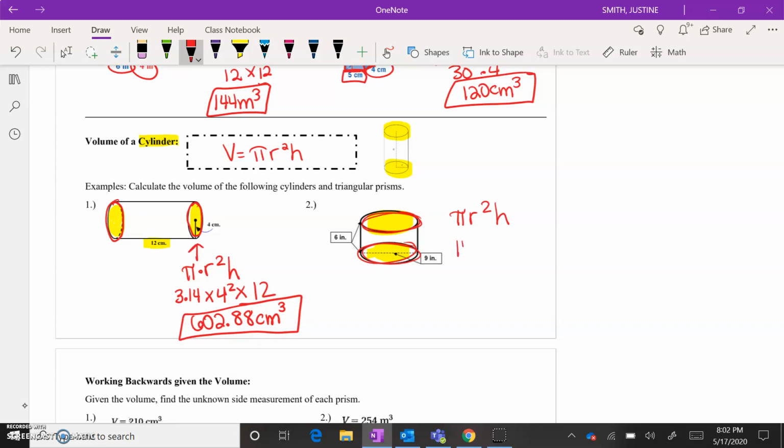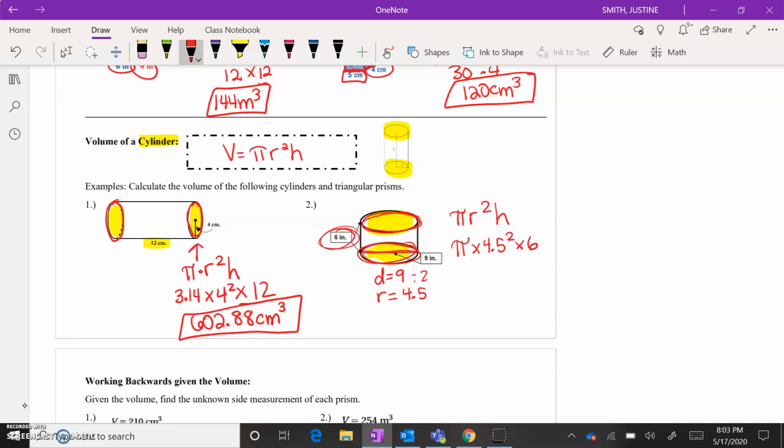So in this one, it's not actually giving us our radius, right? So this line is showing the diameter since it's the whole entire way across. So the diameter is equal to 9, which again, to get to the radius, we have to divide it by 2. So we know the radius is equal to 4.5. So we're going to do pi times 4.5 squared. The height from base to base would be our 6 inches.